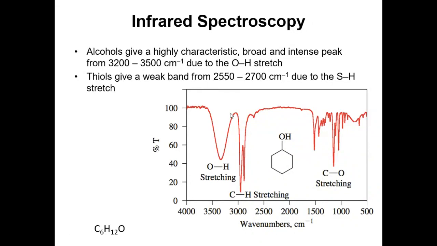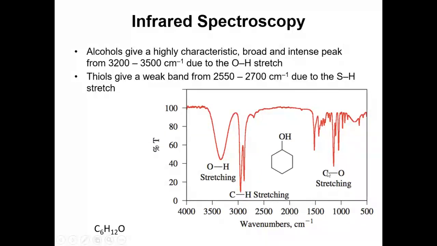So if you have an OH group, it's very difficult for you to miss it. And also because the OH group can be involved in hydrogen bonding, the OH infrared peak is usually strong and broad. It's somewhere between 3200 and 3500. It's very difficult to miss.